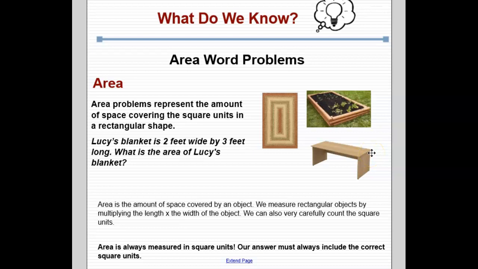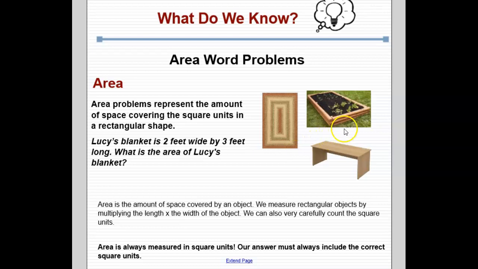When we were in class together, we brainstormed all of the different rectangular objects around our house, and we talked about how we would find the area of these objects. We talked about how you could find the area of a rectangular carpet in your house by measuring the length and the width of that carpet and multiplying them together. That tells you the total amount of space covered in square units.